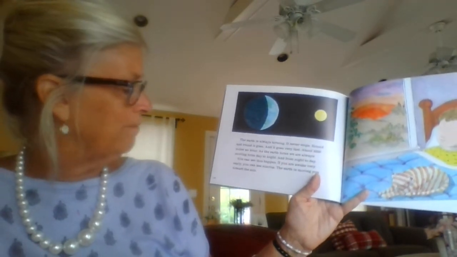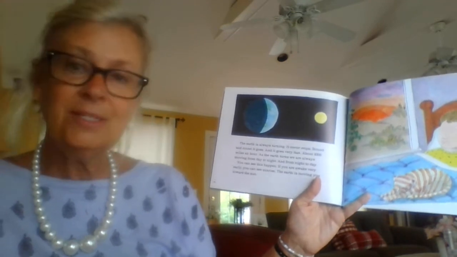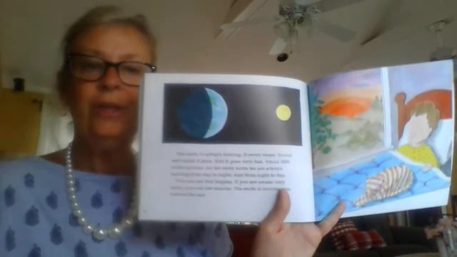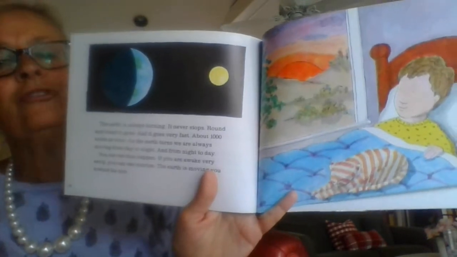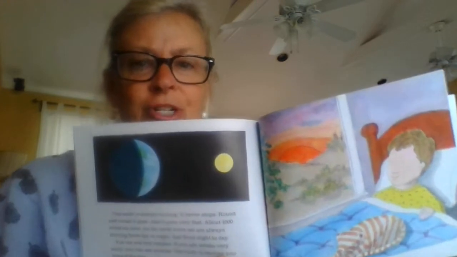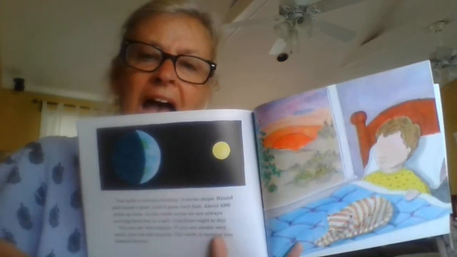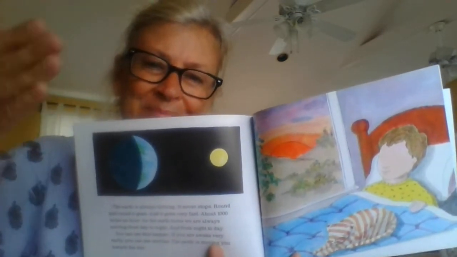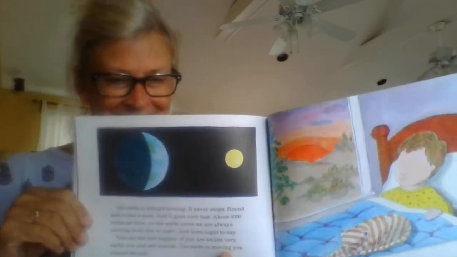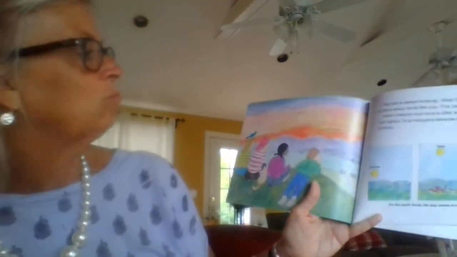If you are awake very early, you can see sunrise. The earth is moving you toward the sun. There's a picture of the little boy, and he sees the sun coming up. Now, I want you to think about that. Is the sun actually coming up? No, the earth is turning. It's rotating. The sun is really not moving.